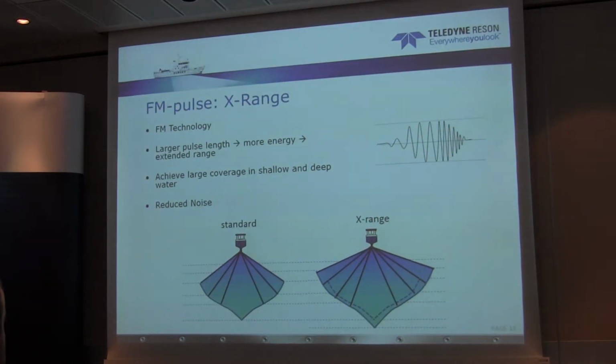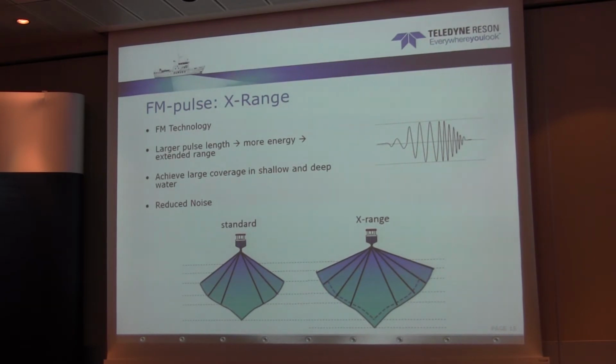Another new feature that we used was X-range, and that was by implementing the FM pulse. Normally we'd be using a CW pulse, and with a CW you always have this trade-off between resolution and range. A small pulse length would give you the best resolution but the poorest range, so at some point, if you're surveying and go into deeper water, you'd have to start cropping your swath because you're losing the outer beams, simply because the range gets too large.